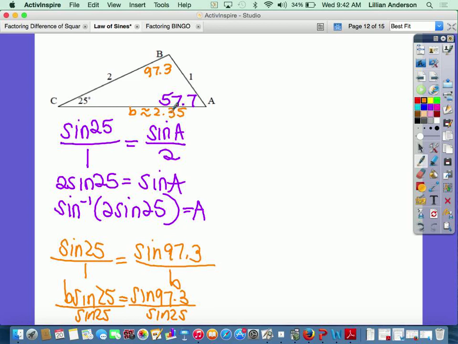Okay. That is the ambiguous case. So you see an example where you have no triangle, one triangle, or two triangles. When do you check to see if you have two triangles? After you find your first angle, in which situation do you need to check for the ambiguous case? Side-side-angle. Okay? So what I want you to do now is try number 7 on your own. It's a side-side-angle situation. I need you to figure out if it's going to be 0 triangles, 1 triangle, or 2 triangles. Okay?